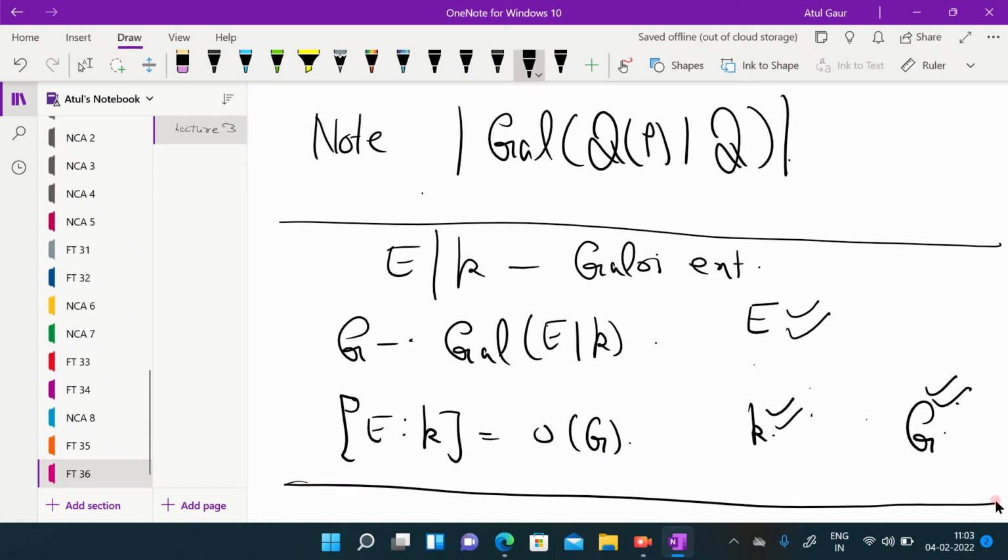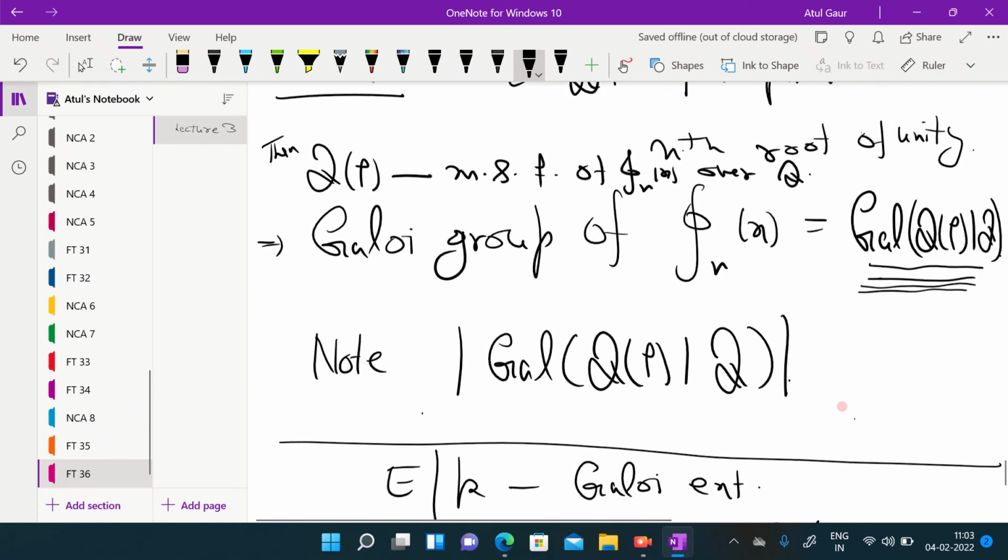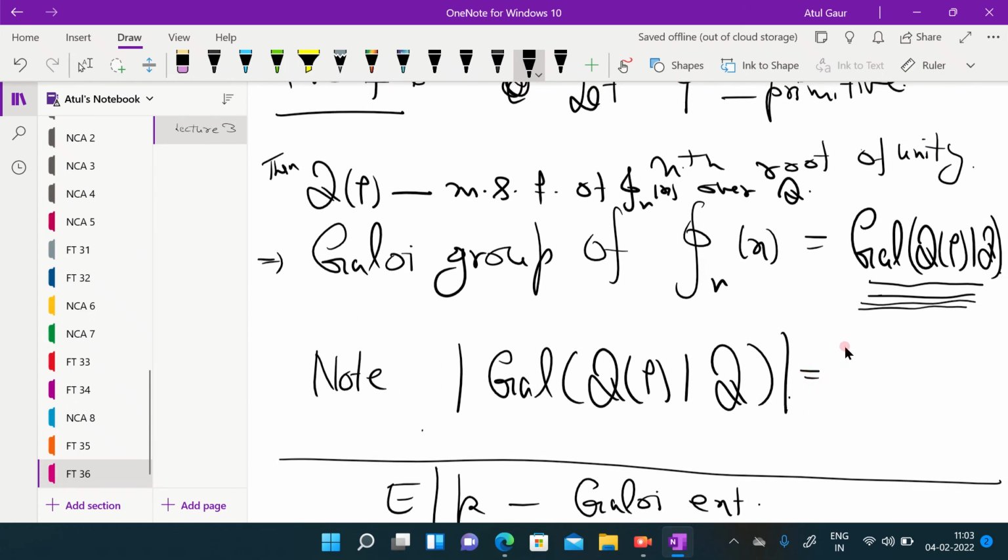All right. So come back to this. This will be the degree of Q rho over Q. Now the point is, what is this degree? Because Q rho is the minimal splitting field of phi n x over Q, and phi n x we have settled is an irreducible polynomial, so this degree will be the degree of phi n x.